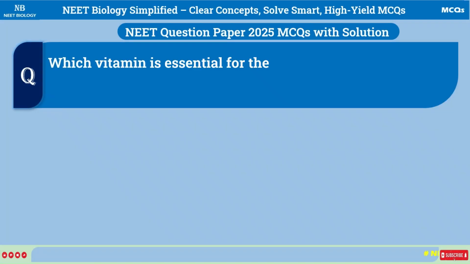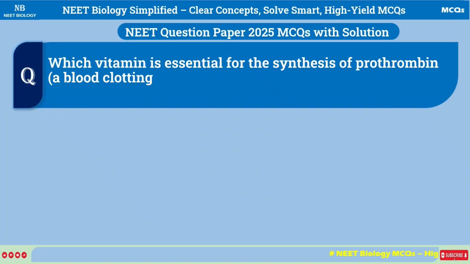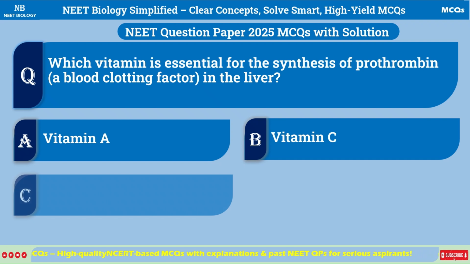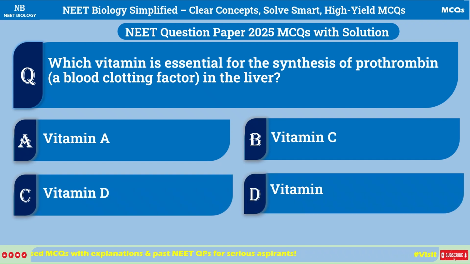Which vitamin is essential for the synthesis of prothrombin, a blood clotting factor, in the liver? A. Vitamin A. B. Vitamin C. C. Vitamin D. D. Vitamin K.